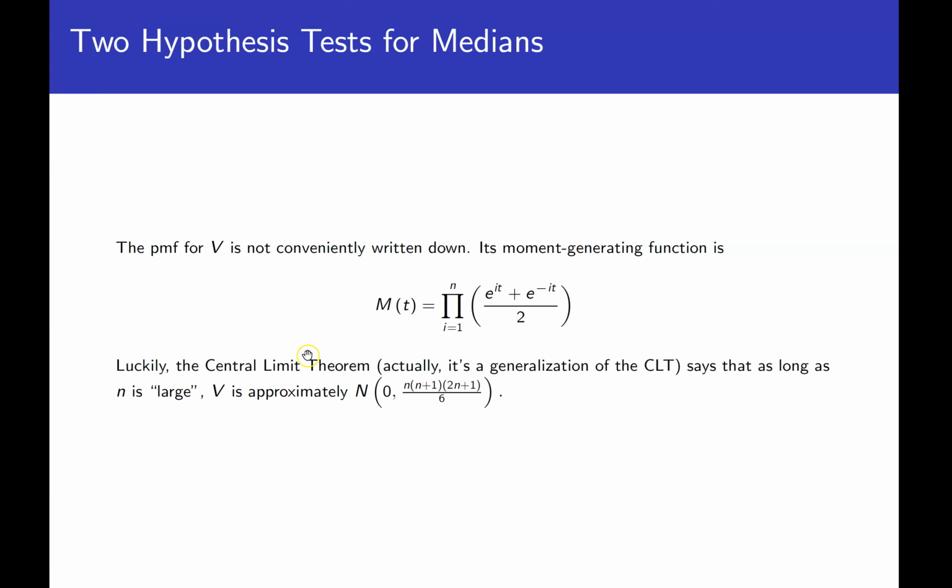Now, the good news is that we don't really need to know exactly what the distribution is because we know the central limit theorem, and actually we need a generalization of the central limit theorem because these v sub i's don't take on the exact same values. Their distributions are essentially identical because of the probabilities, but the values they take on aren't equal. So you need a little bit of a generalization of the central limit theorem to get it to work. But as long as n is big enough, this will be approximately normal with its mean, which is 0, and its variance, which is n times (n plus 1) times (2n plus 1) over 6. This is not a huge surprise.